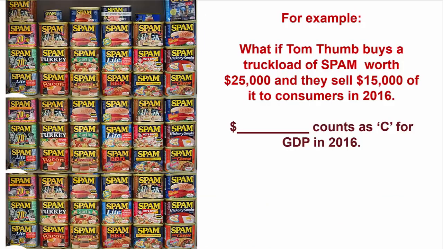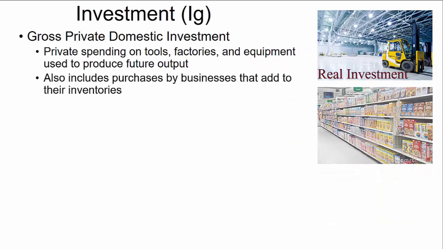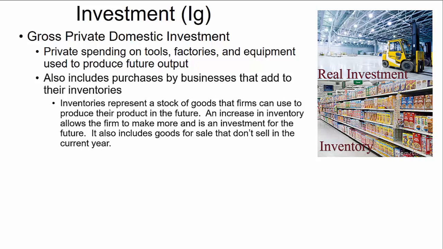Okay, so here's an example. Tom Thumb buys a truckload of spam worth $25,000. They sell $15,000 of it to consumers. So that $15,000 is counted as consumption for GDP in 2016. The remaining $10,000 was still produced, therefore it still counts, but in this case we count it as investment spending. So here is that second category. It includes purchases by businesses that add to their inventories. And this could be anything. If they don't sell it, it gets counted as inventory investment.